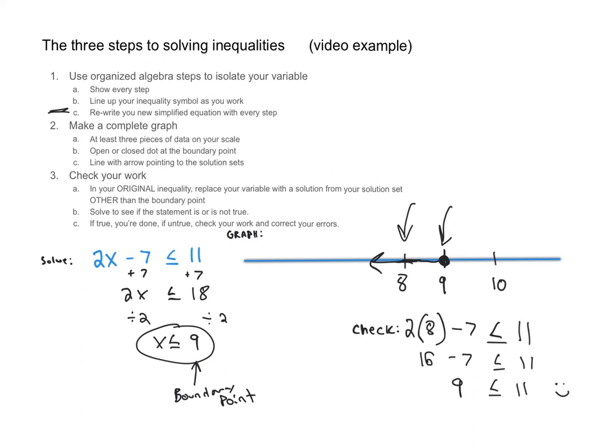If we'd come up with an untrue statement, that would mean we need to go back to our equation and find and fix our error. You can't just be like, whoops, it's wrong, and then leave it. You have to go back, find and fix your error.